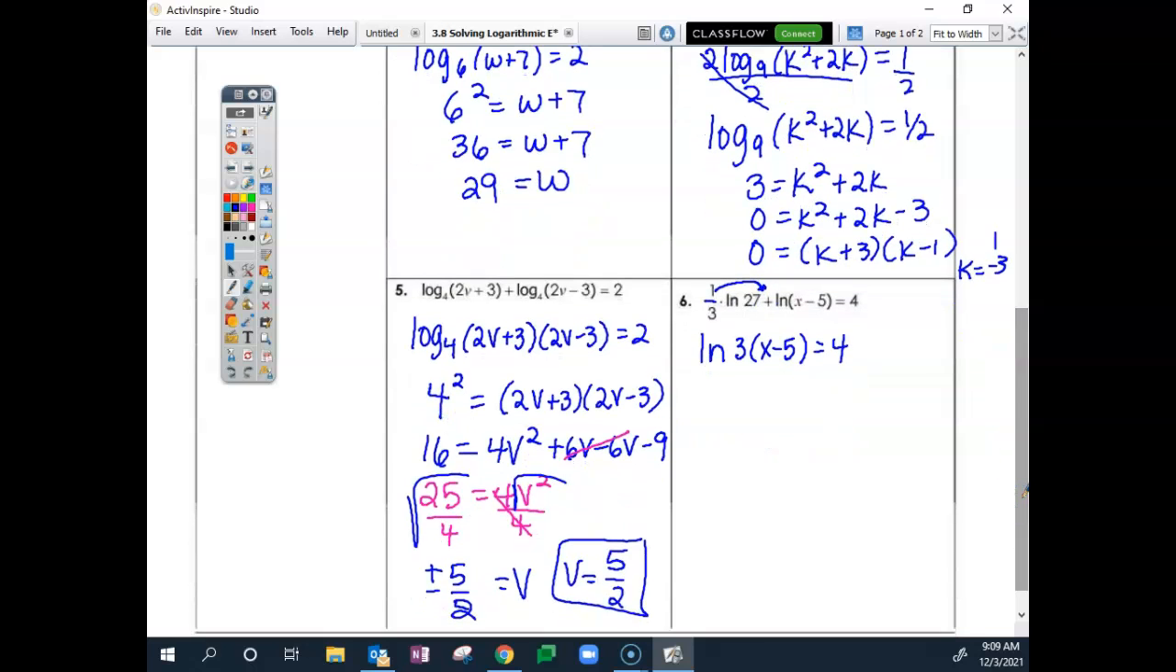I want to change this to an exponential. So I do e to the 4th equals 3 times x minus 5. Now what? Distribute.